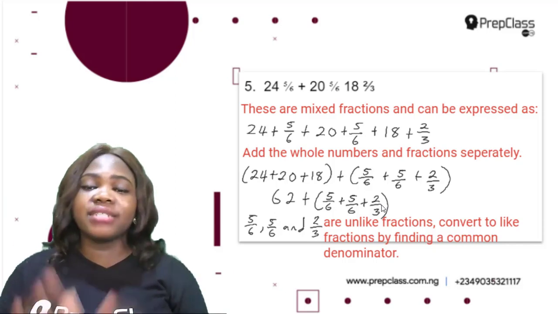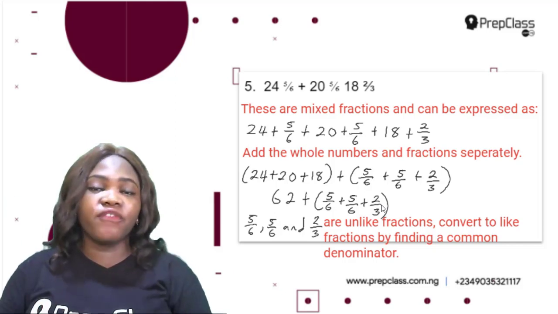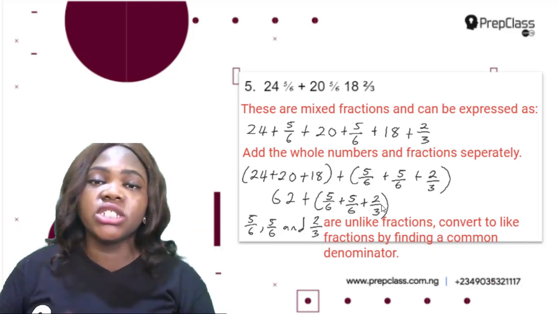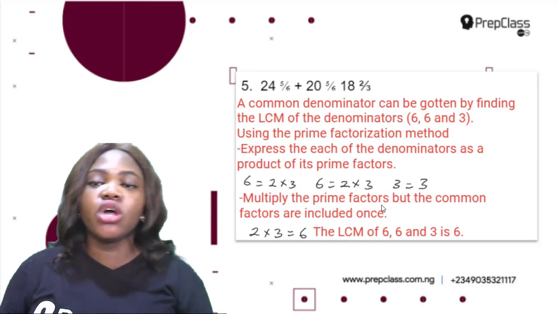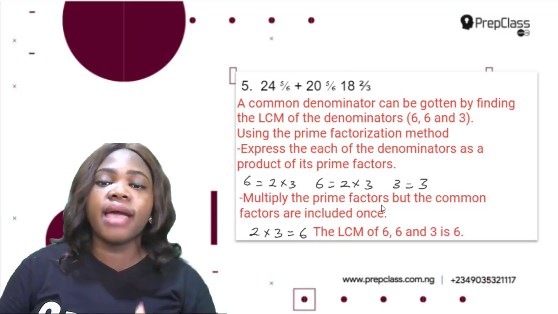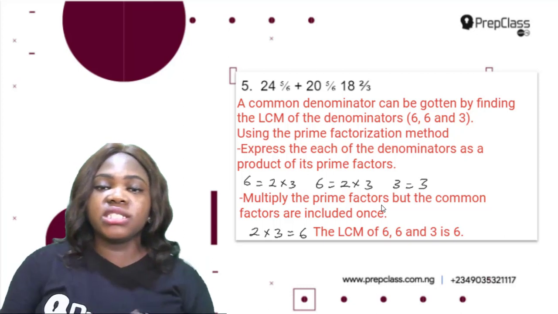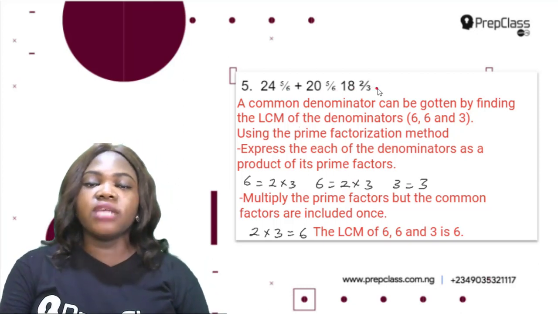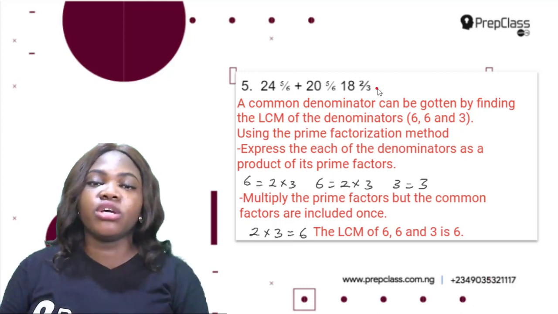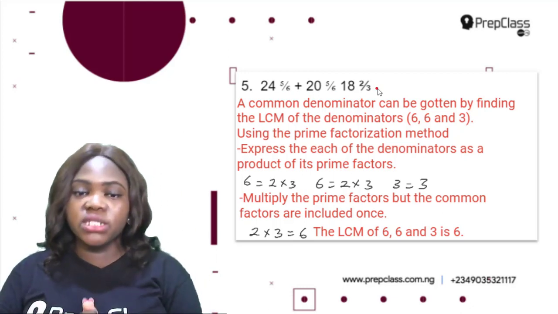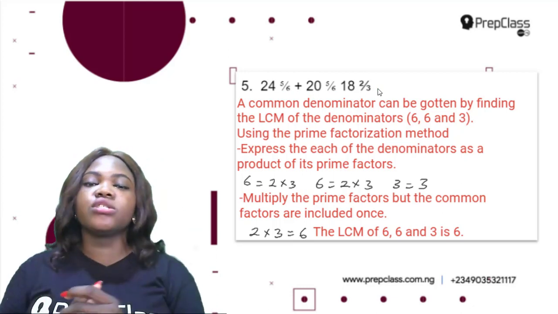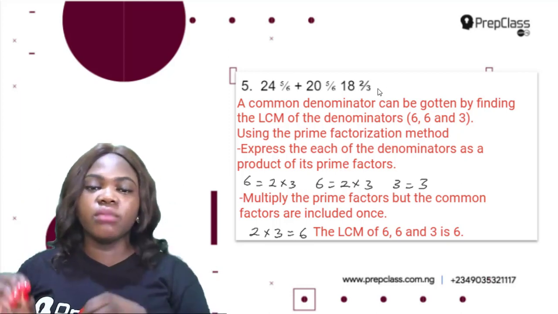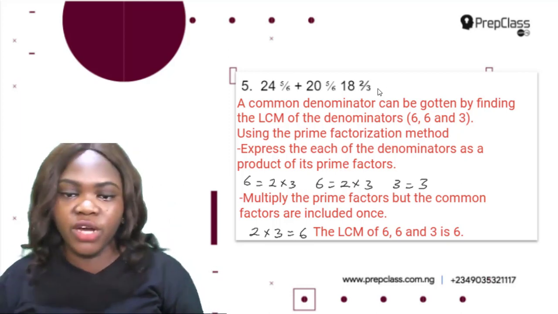So we have to convert these unlike fractions to like fractions by finding a common denominator. And this can be done by finding the LCM of the denominators. So the denominators are the bottom numbers: 6, 6, and 3. We're going to be using the prime factorization method to find the LCM of these denominators. So the first thing is to express each of the denominators as a product of its prime factors.